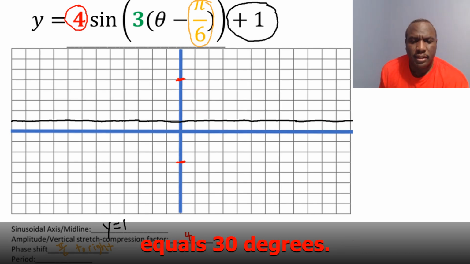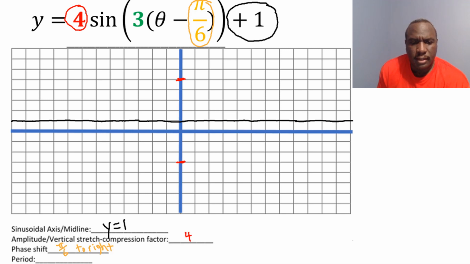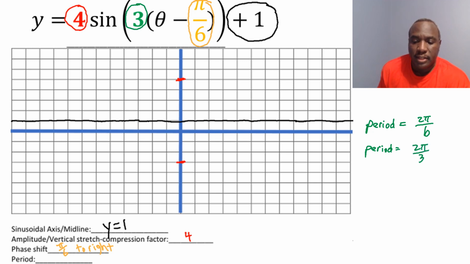Now let's find the period. Remember, first of all, this value here is what we call the B value. And also remember that the period is the same as 2 pi divided by that B value. So in this case, our period is 2 pi divided by 3, basically about 120 degrees.